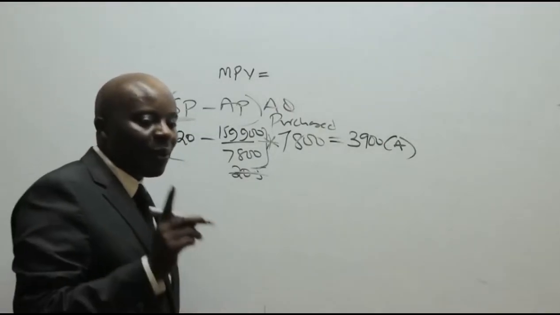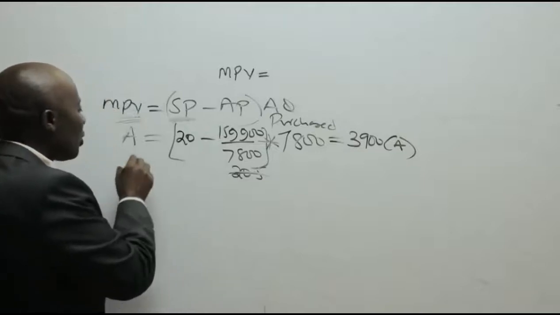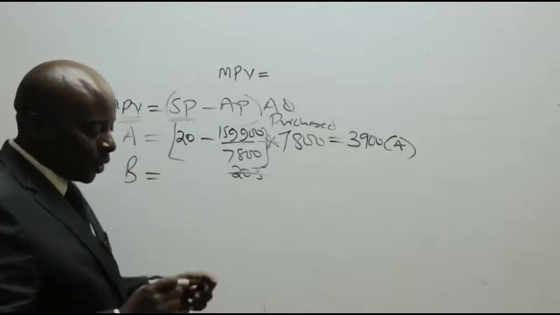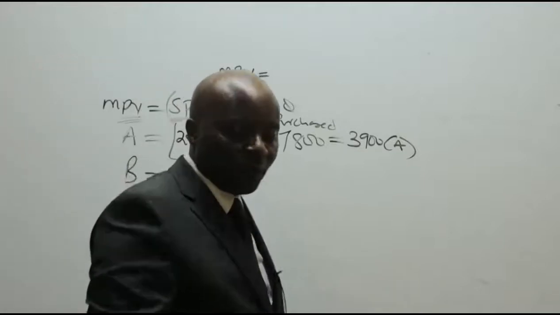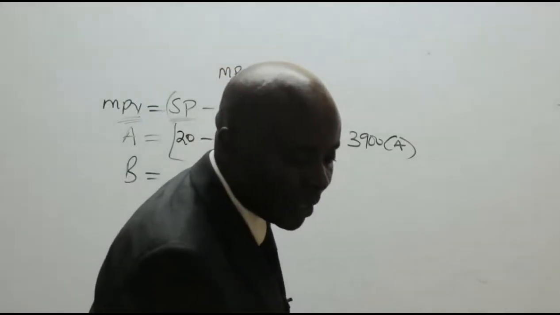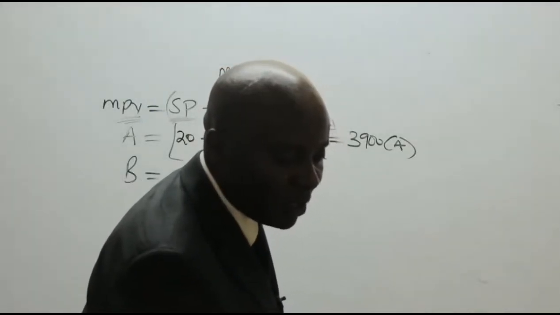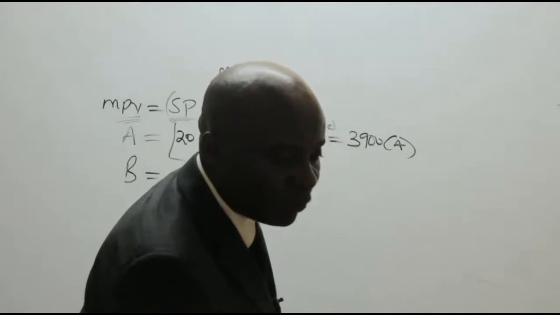Right? So remember, we have got two types of raw materials. So could you kindly go ahead and do the plugins for material B? And then we compare notes together. Let's do the plugins for material B.